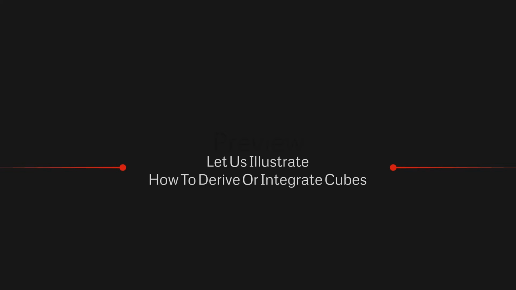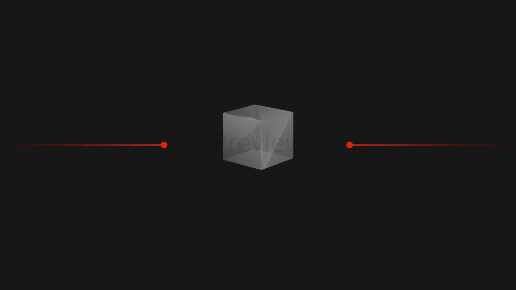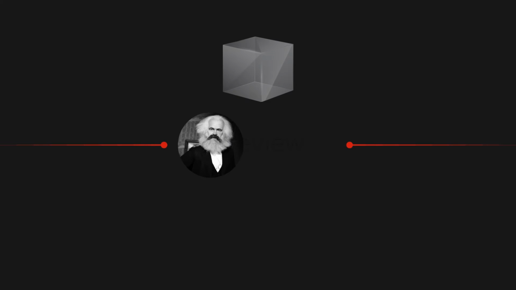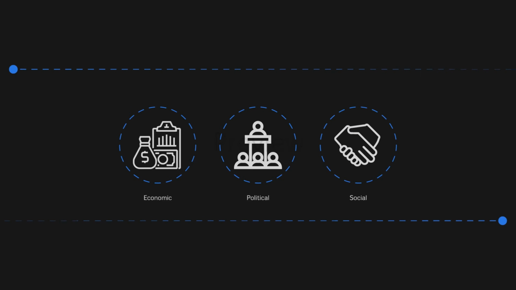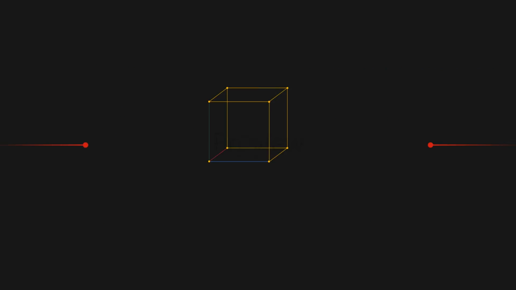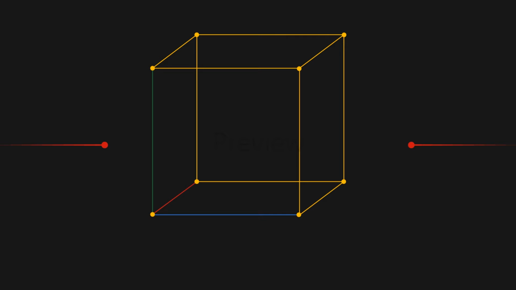How does the model work? Let us illustrate how to derive or integrate cubes. For that, we will use the first cube introduced, Marx Fukuyama, which has economic, political, and social fractals of chaos and order. The political axis X has tyranny on one side and democracy on the other.